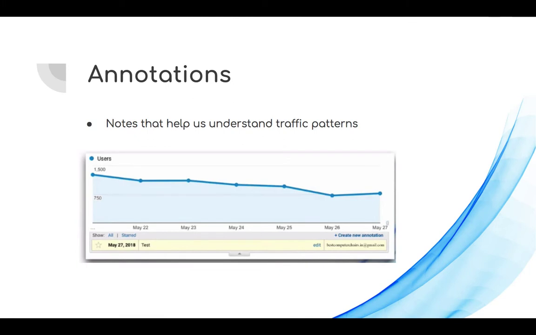The first one is annotations. Annotations are notes that help us understand traffic patterns. You can enter an annotation inside your analytics account. In one of the videos, I'll show you how to do it. Here you can see there's an annotation called test. If there is a traffic spike on just one of these days inside your analytics account, and this spike in traffic is because of an offline campaign that you did, you might not be able to understand why this traffic spike occurred if you are looking at your analytics account maybe 6 months or 1 year down the line. So annotation helps us record why this traffic spike occurred.